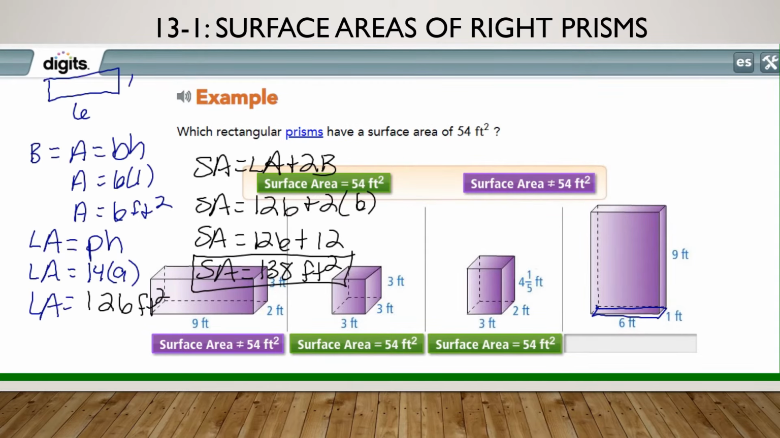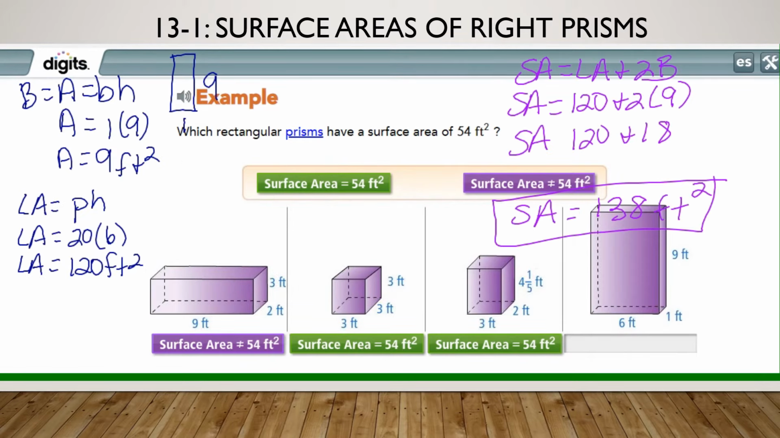All right, so I went ahead and solved this problem as if 6 by 1 was the base. So our area of the base will be 6 feet squared. The lateral area will be 126 feet squared because the perimeter of the base will be 14. Again, perimeter, you add up all of the sides. 6 plus 1 is 7. And then if you multiply that by 2, you get 14. And then the height of the prism, so if I use these two as the base, then the distance between that will be 9. So then I had to combine all of that, and I ended up with the surface area as 138 feet squared.